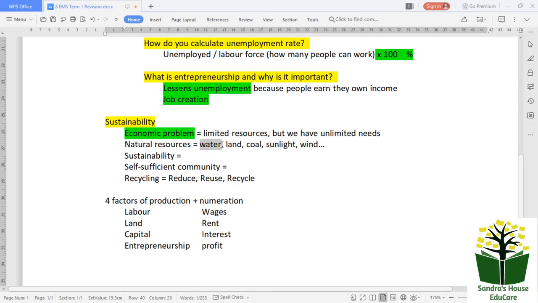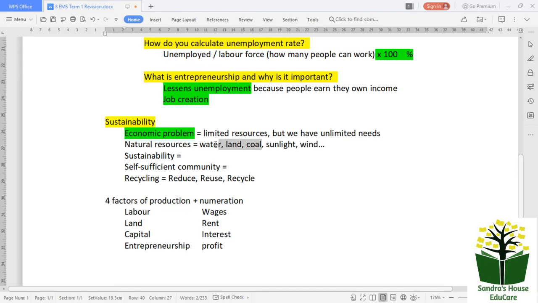Even water is limited. You might think, but it keeps raining. But where is that water coming from? Water is limited because there's only a certain amount of water on the planet. And most of that water is actually in the sea, so it's salty. So we can't drink it, and we can't give it to our plants and use it for our crops. The other thing is, the more we pollute the water, the less water we have available. So water is also limited.